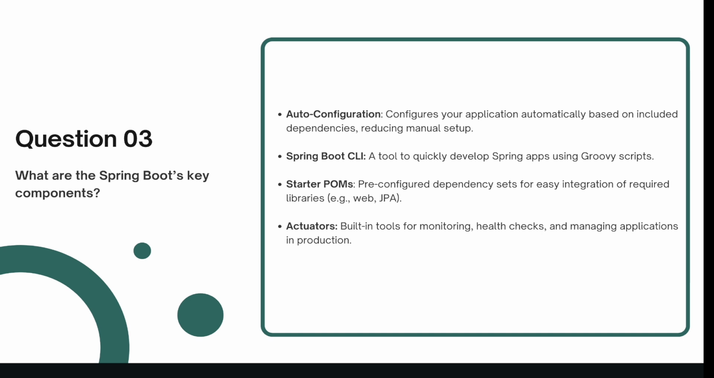Let's move on to question number 3. What are Spring Boot's key components? Well, one of the components that we discussed in the last two questions is the auto configuration. The second thing is the Spring Boot command line interface. And the third one is the starter POM file, which is an XML file which includes all the dependencies that you actually require for your project to go ahead. And the last thing is the actuators, which is a built-in tool for monitoring health checks and managing applications in the production.